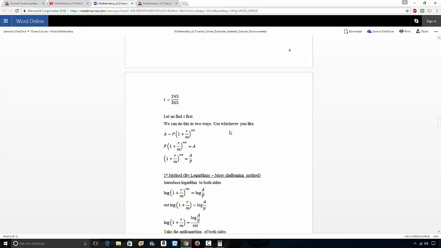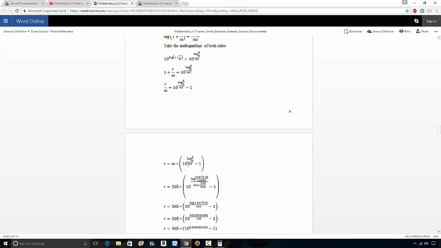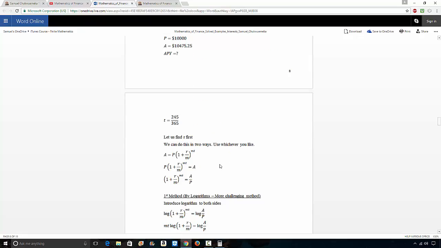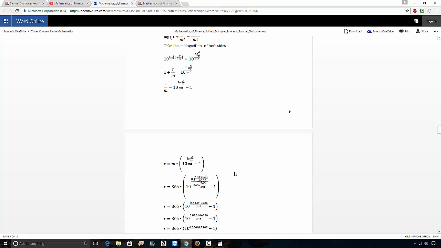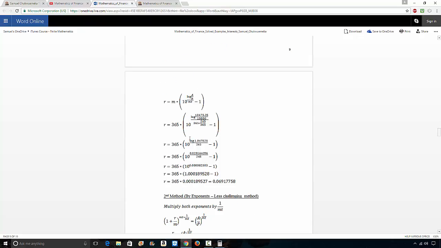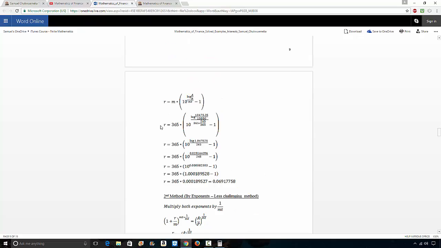So, but we need to find the interest rate first. So look at the formulas I used. I used the first method, which is the more challenging method. If you look at this here, I'll do it with the calculator. I will do this right now with the calculator, so you see how I do it. And then the less challenging method is easier. I will also do this with the calculator. So with this now, let's go ahead and do this with the calculator right here.